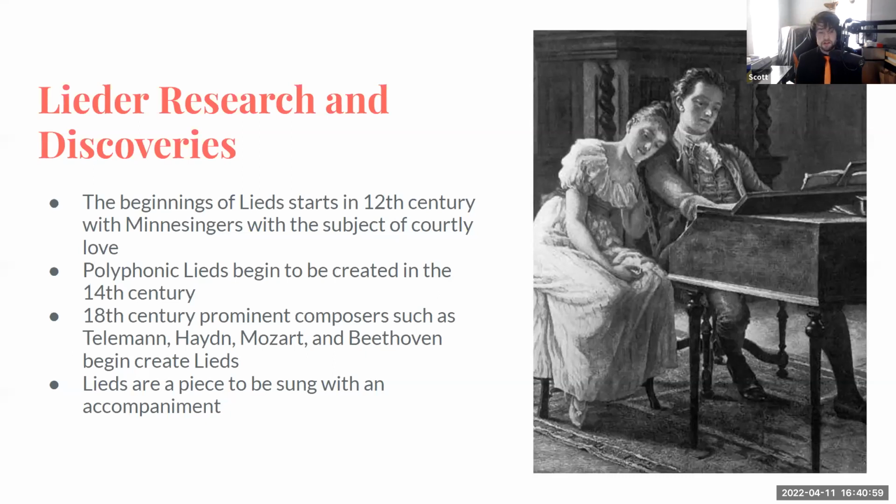So I did some research on lieder. The beginning of Lied started in the 12th century with the Minnesingers, and they chose the subject of courtly love. Originally it was only one melody line, but in the 14th century, polyphonic Lieder began to be created, which in a polyphonic piece of music would have two or more melody lines going at the same time. That was a pretty big deal back then. Then in the 18th century, it started to pick up more speed with composers such as Telemann, Haydn, Mozart, and Beethoven. Lieder are generally just a piece of music to be sung with an accompaniment by an instrument or anything else that would accompany a piece of music.